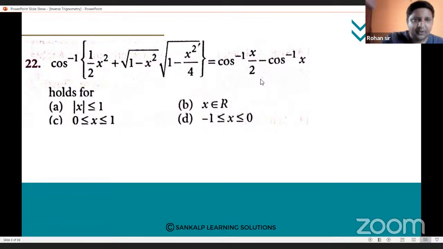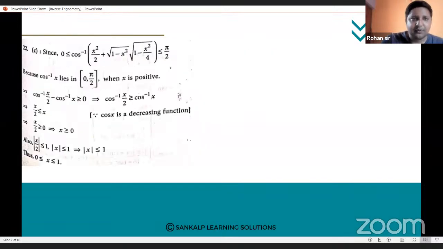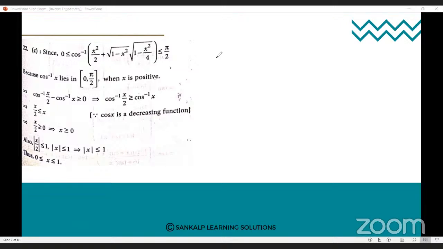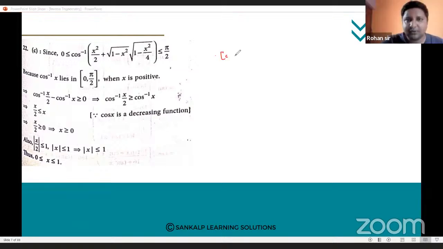So just see, we will be going through the solution of this question. So here we are considering the LHS. See, cos inverse is greater than equal to 0 and less than equal to pi. Because cos inverse lies in 0 to pi by 2 when x is positive. See, the range of cos inverse function is 0 to pi. So when it is in the range of 0 to pi by 2, it varies from 1 to 0 and it is positive.